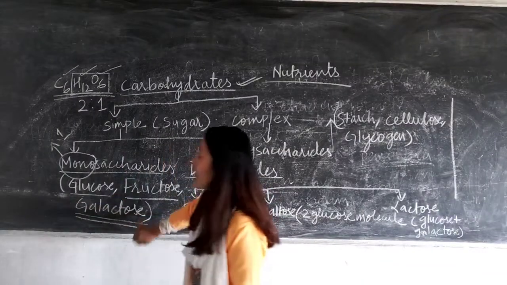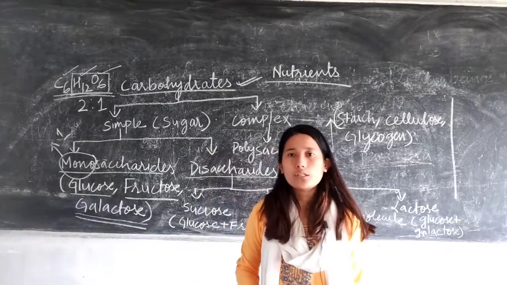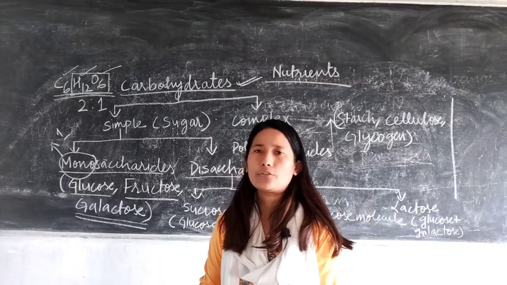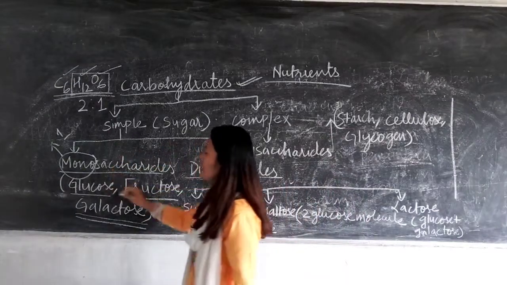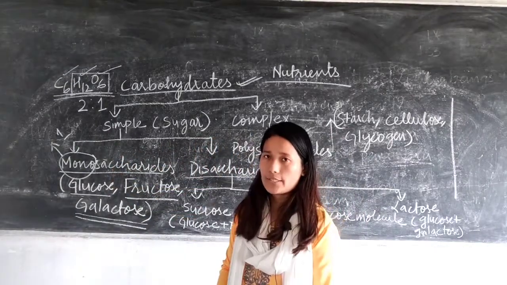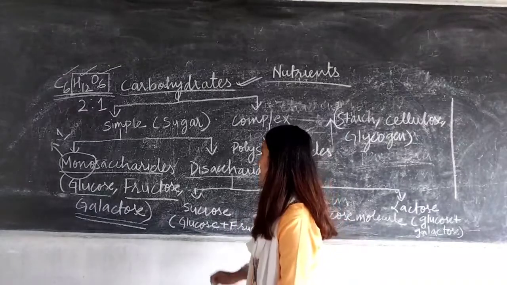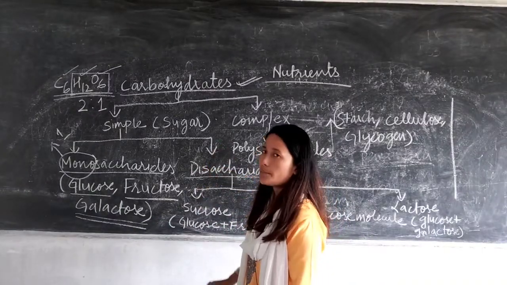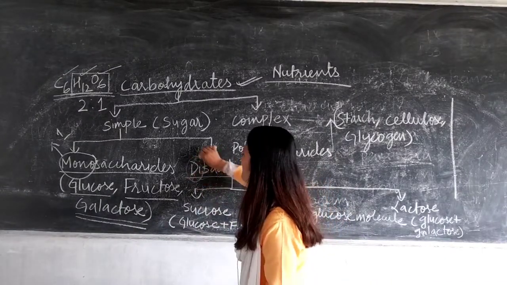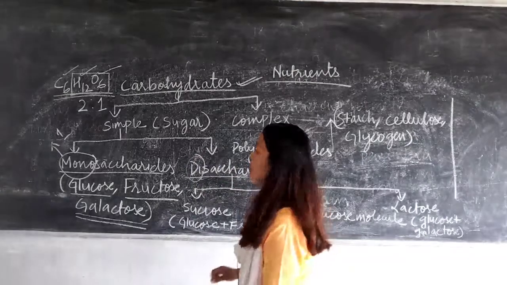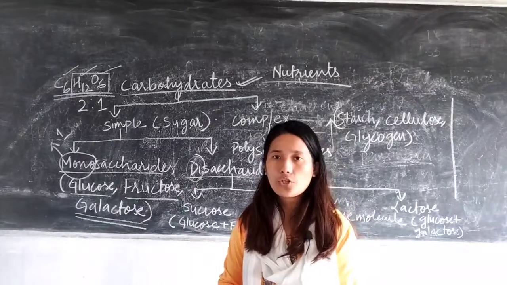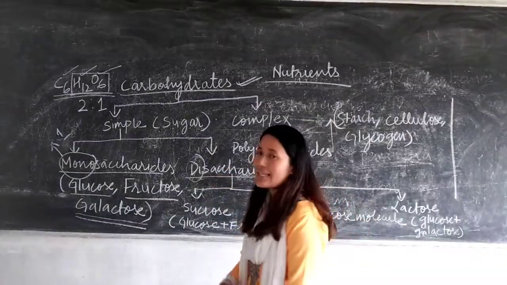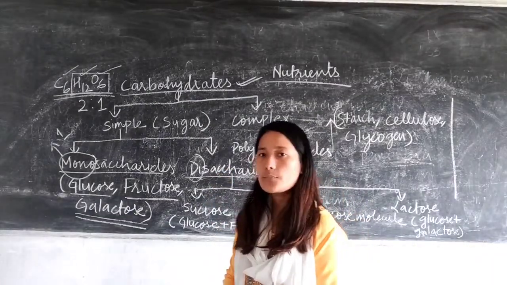Then you have galactose. Galactose is a milk sugar, present in different dairy products. You just have to go through the examples and where each is present. Then another simple sugar is the disaccharide. Di means 2, so this sugar is made up of 2 sugar units. In monosaccharides only 1 sugar unit is present; in disaccharides 2 sugar units are present.